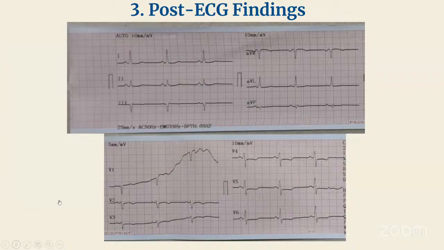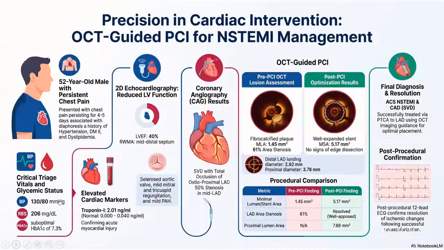You can see that complete revascularization was done with the help of OCT, and we could achieve a good MSA all throughout without any signs of edge dissection. The distal landing zone was managed, and a good LAD MSA was achieved, and the proximal lumen of the LAD had an MSA of 7.8 millimeters square. So successfully we could achieve a good PCI of the LAD with the help of imaging.